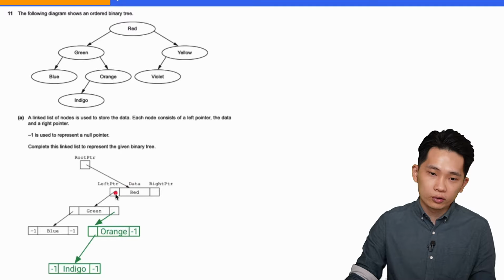And let's continue with the red here. So for red on the right hand side, it will be yellow here. So yellow here and then -1 on the right hand side here.